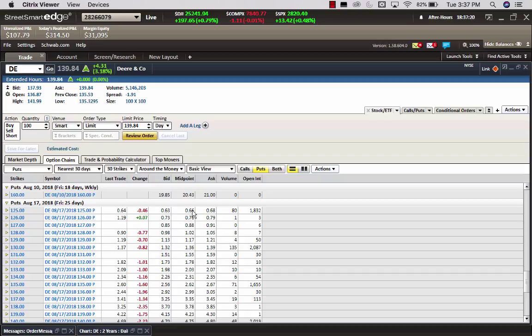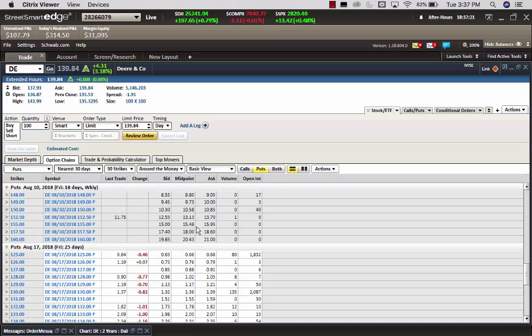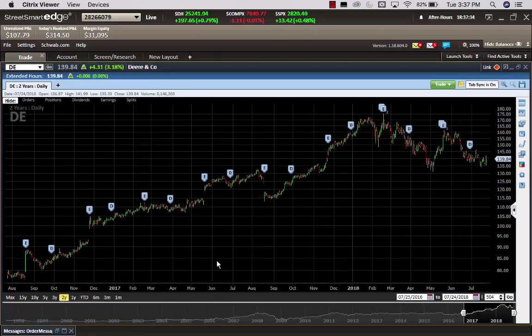That said, now I could go all the way down to 125 and still get paid 65 cents. Love that trade. This is a smart trade. Go back to the chart and you can help me decide whether you think this thing is going to go below 125, because I think that that's a good trade to take.